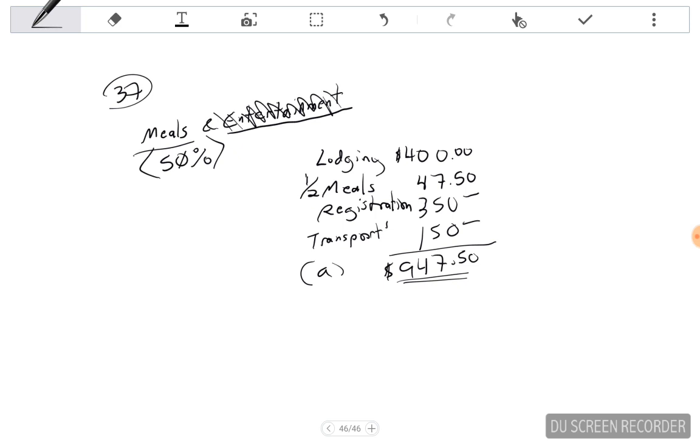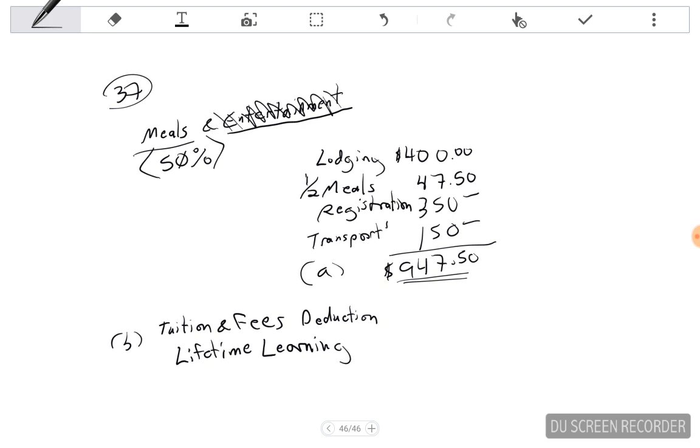That was not going to work. The only way she could make the $1,500 work is that it would be a tuition and fees deduction that we talked about in the adjustments chapter. I believe that may have been chapter 4. Then she could also probably make that work under the lifetime learning credit, which we will talk about later on.